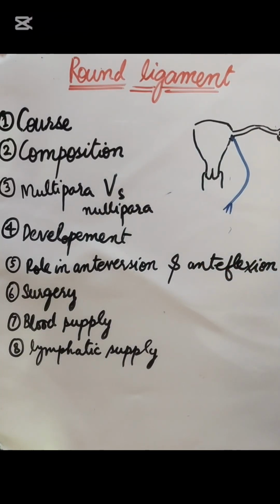It is composed of plain muscle as well as connective tissue, and the amount of the plain muscle and the connective tissue vary considerably in thickness, and you should remember these round ligaments hypertrophy during pregnancy. What is the difference in the multipara and the nullipara? The round ligaments are much better developed in the multipara than in the nullipara.